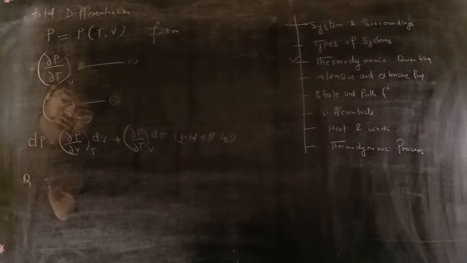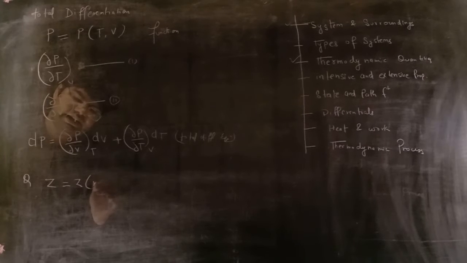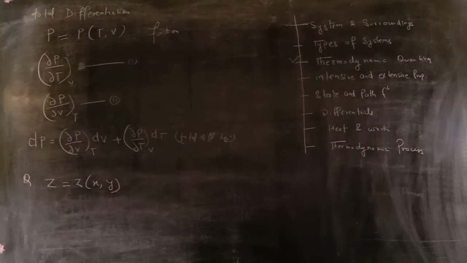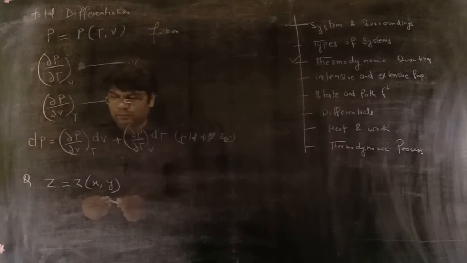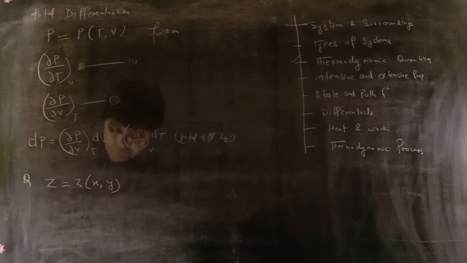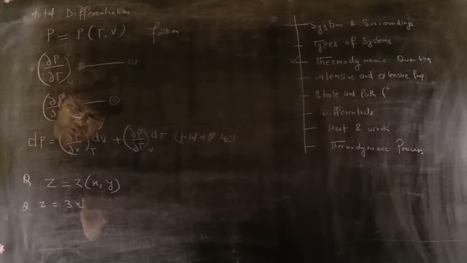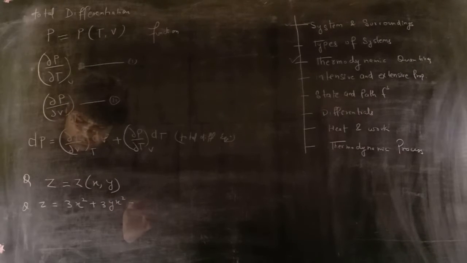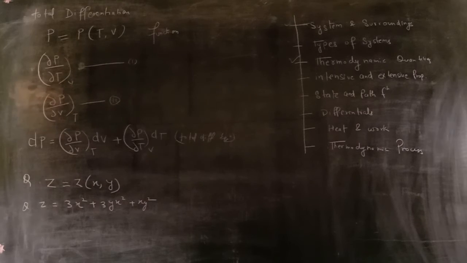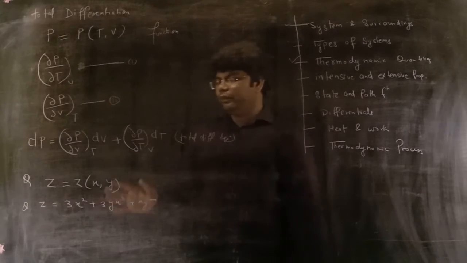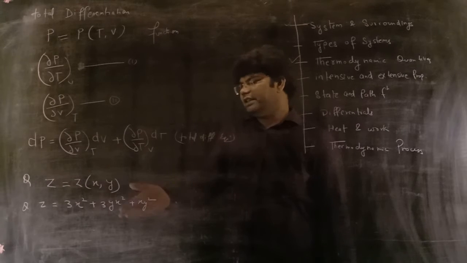Question for you: if z is a function of x and y, what will be the total differential equation for this function? Now calculate the total differential for z is equal to 3x square plus 3y by x square plus xy square. This is a question, and I have to find out the total differential equation for this.